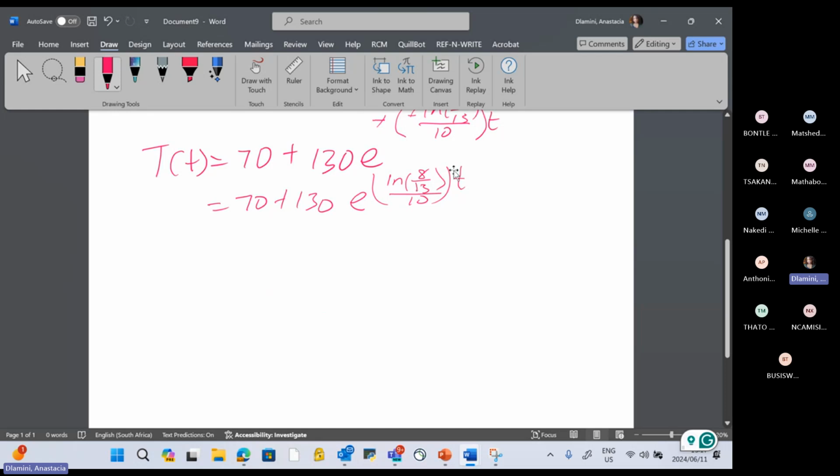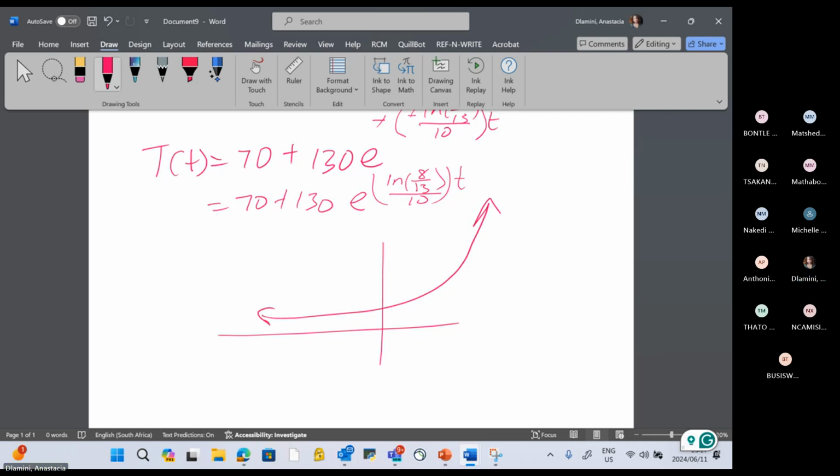Can one say something? Will the power be positive or negative? E negative. Why? Since the ln of 8 over 13 was a negative number. Thank you. So it will be e negative, because if you look at it like this, you will think it's positive and then your graph will end up looking like this, and then it means you are wrong. Does it make sense, guys?